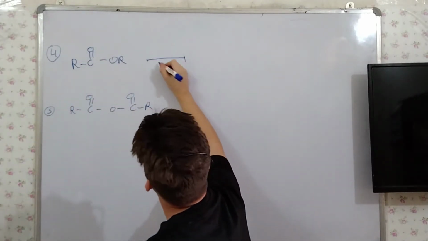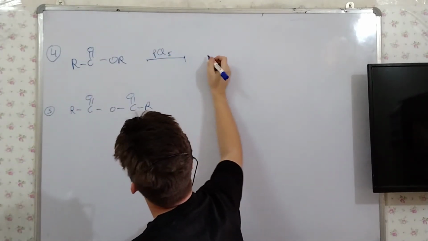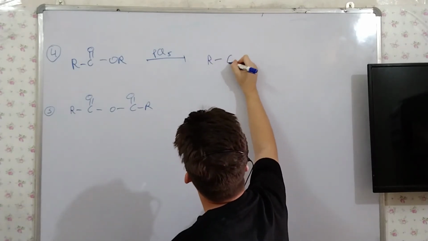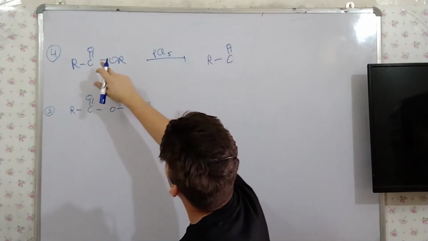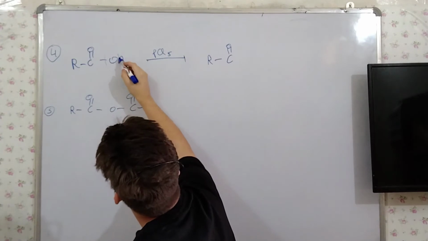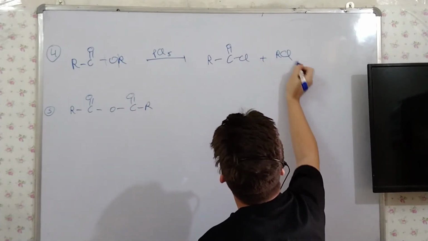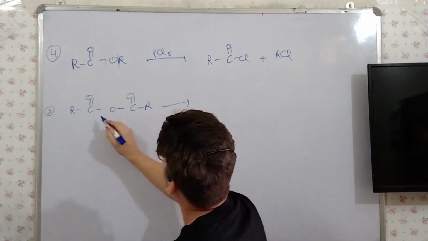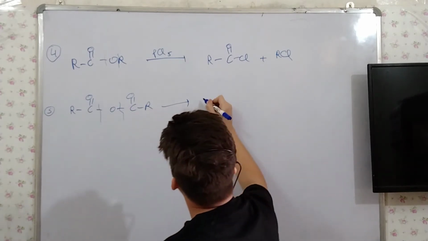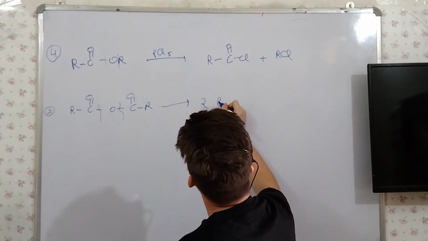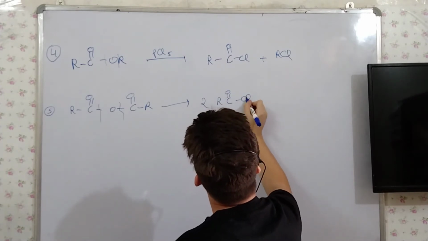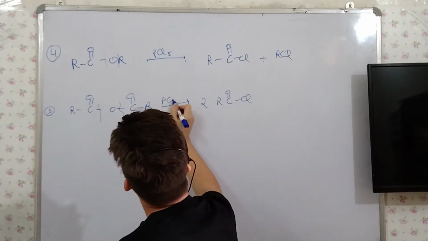So we just have to simply remove the single bonded chlorine. So we will break this bond from here and here. So we will get RCOCl plus RCl. So these are the compounds, and in this we will break from here. So we will get 2 moles of RCOOCl. So it is very easy.